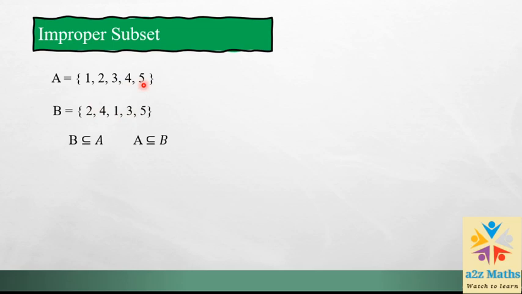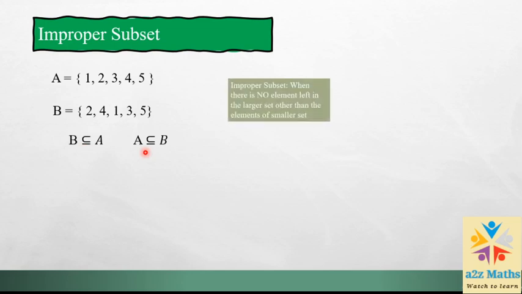Okay, so it means that B is an improper subset of A. We use this symbol for improper subset, which is the same as the subset symbol, but there is a bar under it. In the same way, we can also say that A is an improper subset of B. Both sets are improper subsets of each other.